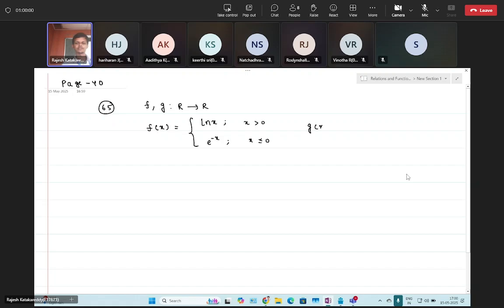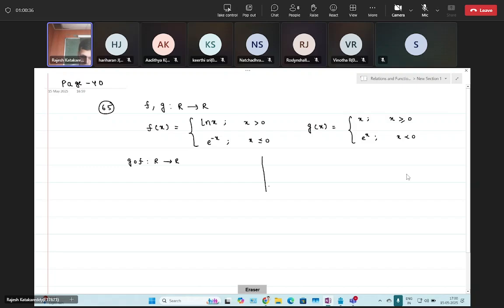Function g of x is given. What is g of x? g of x is x when x is greater than or equal to 0, and e power x when x is less than 0. Now we need to find g composition f, which is also from real to real. To find this, I need to draw the graph of f of x, or I need to know the range of f of x, right? So we are drawing the graph of f of x.